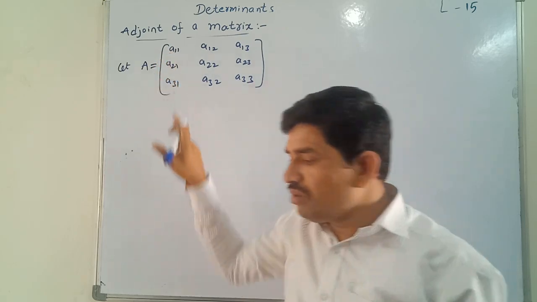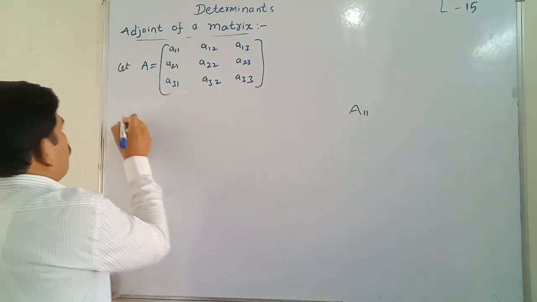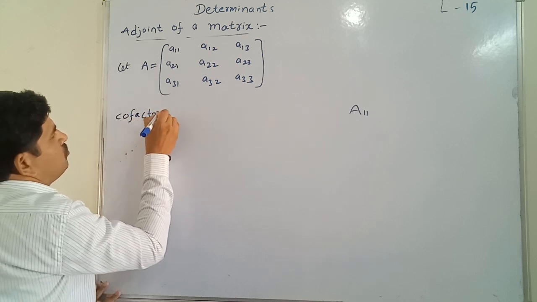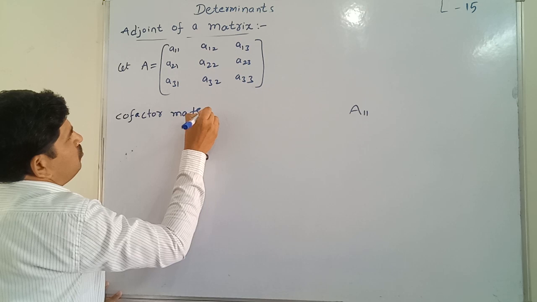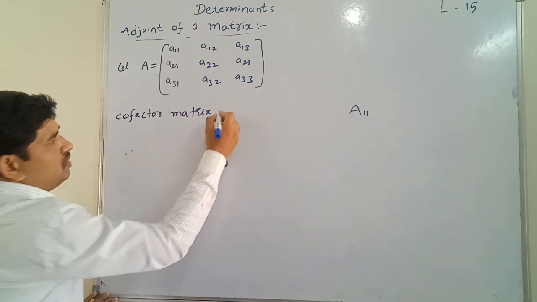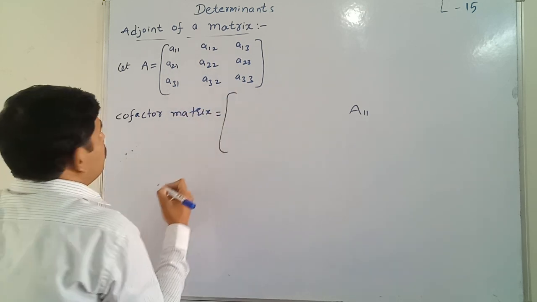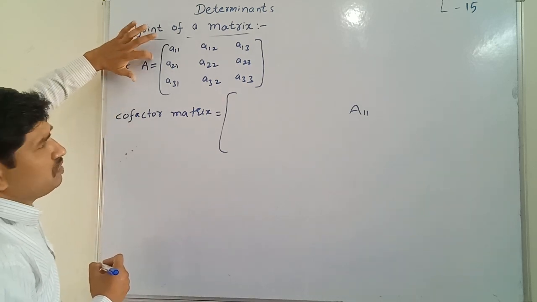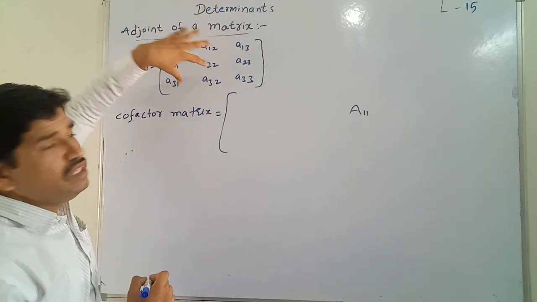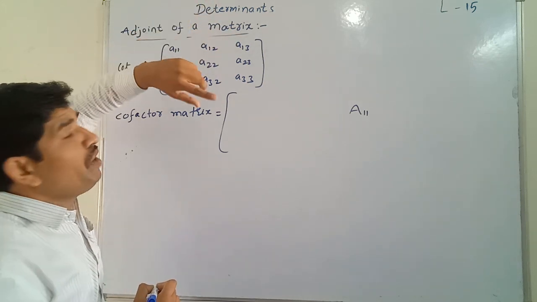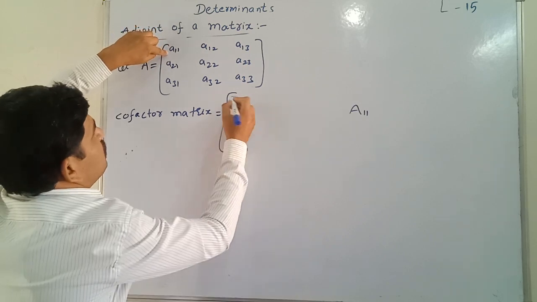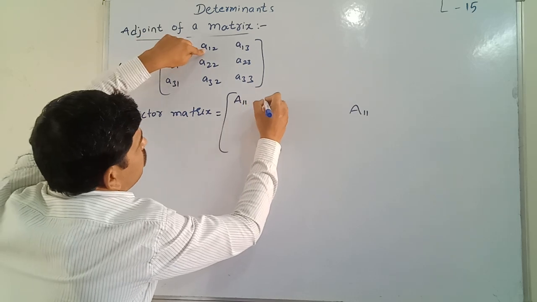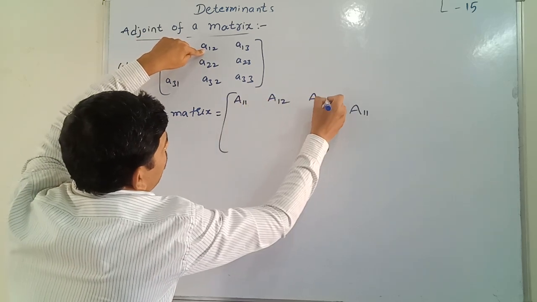Remember that. That's why I am writing here the cofactor matrix. What does cofactor matrix mean? For all the elements present in matrix A, we write the cofactors in their corresponding places. So the cofactor of small a11 is capital A11. Next is capital A12, capital A13.